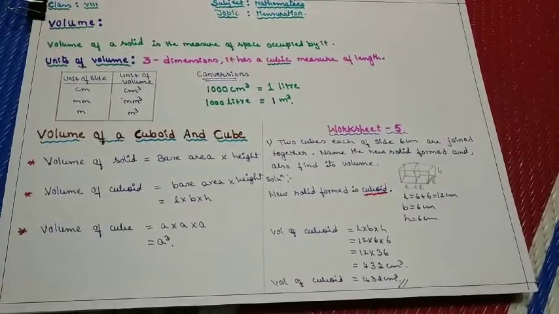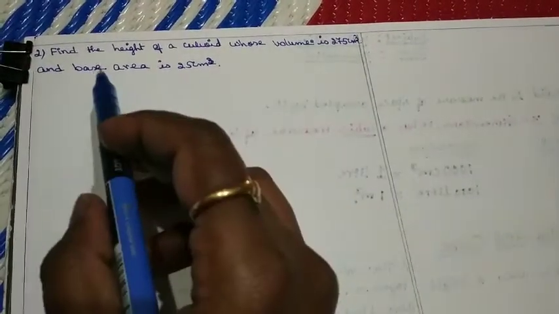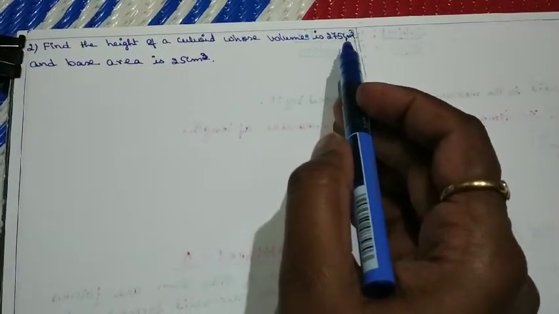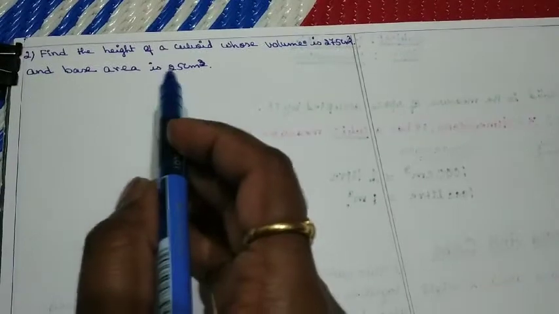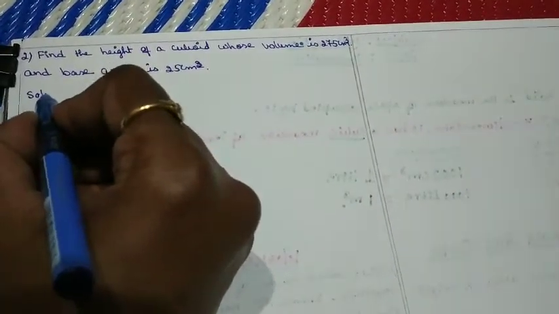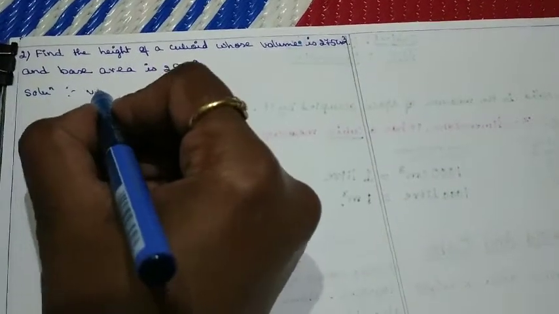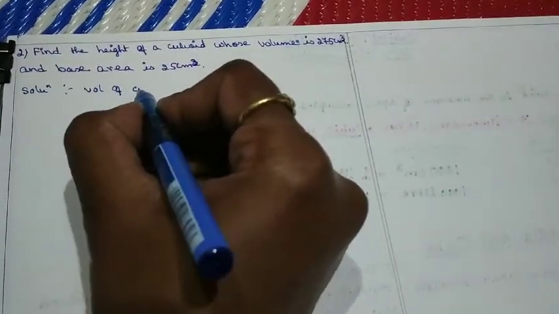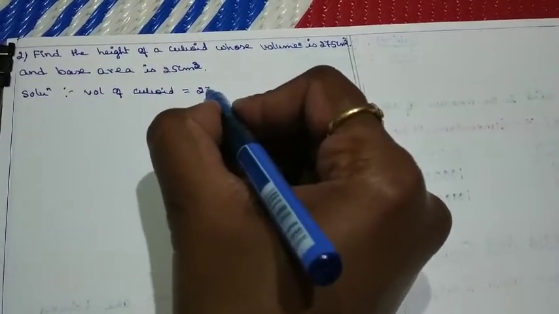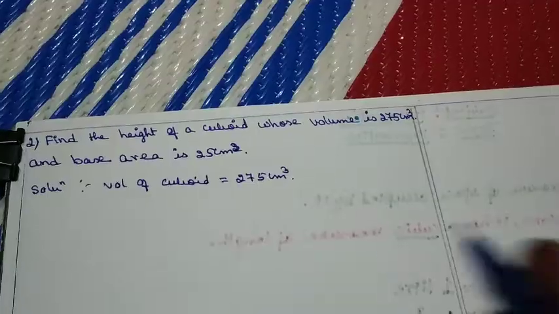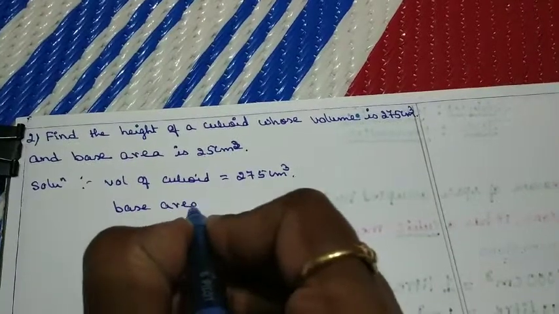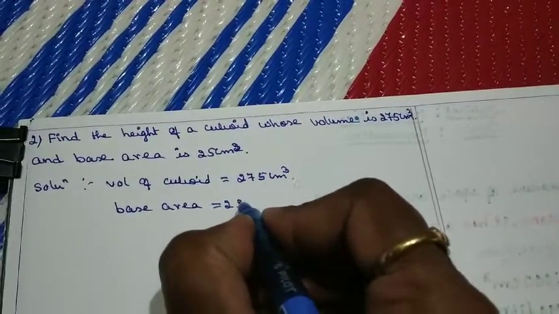Now let us move to the second question. Find the height of a cuboid whose volume is 275 centimeter cube and base area is 25 centimeter square. So first let us write the given things, that is, volume of cuboid equal to 275 centimeter cube and base area equal to 25 centimeter square.